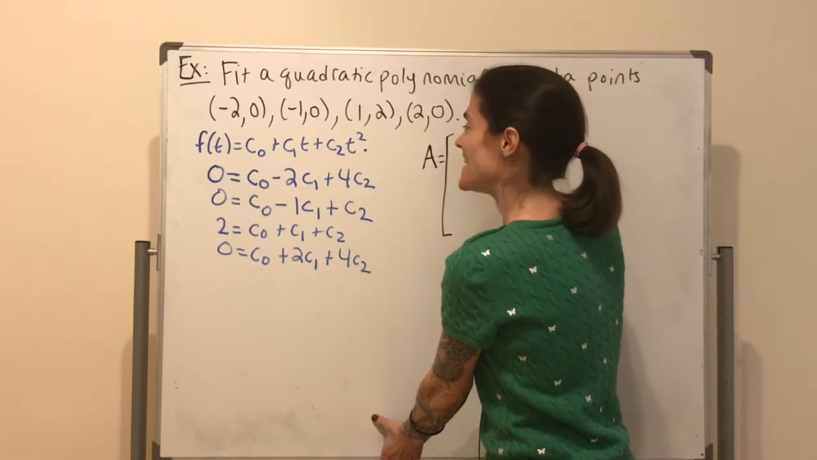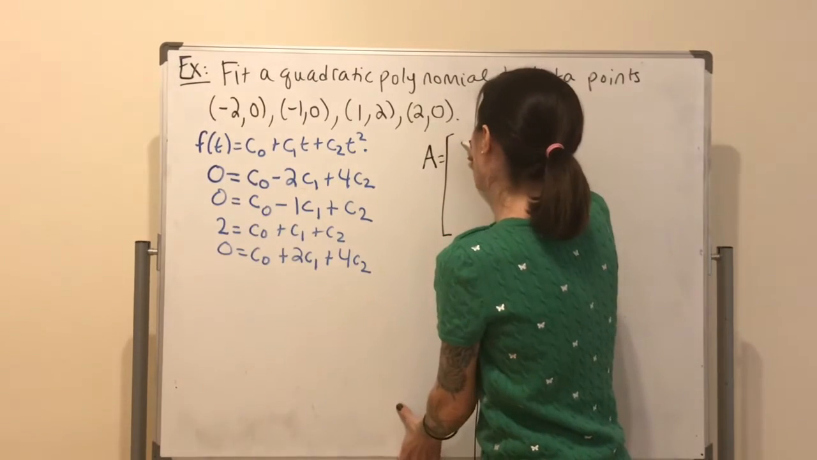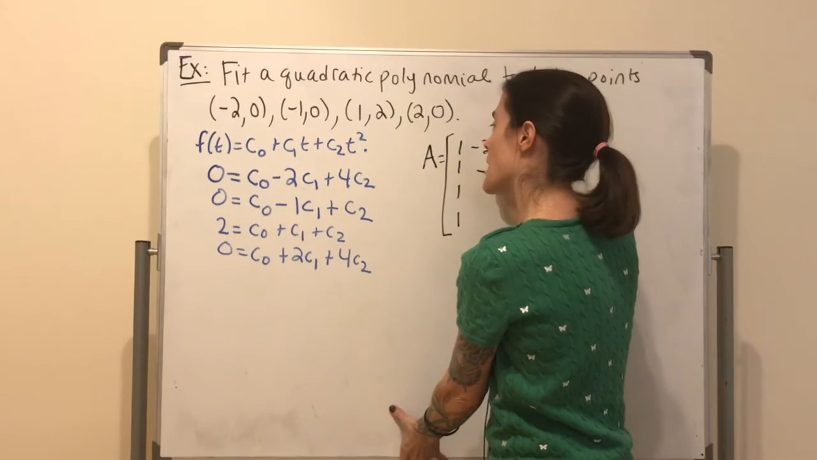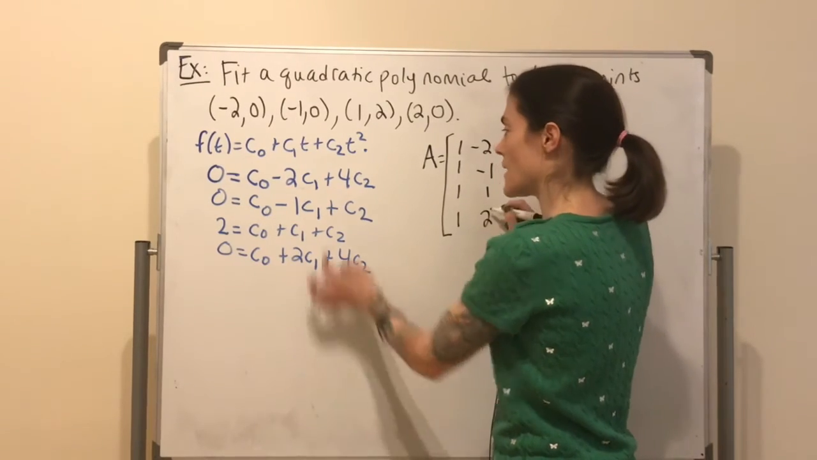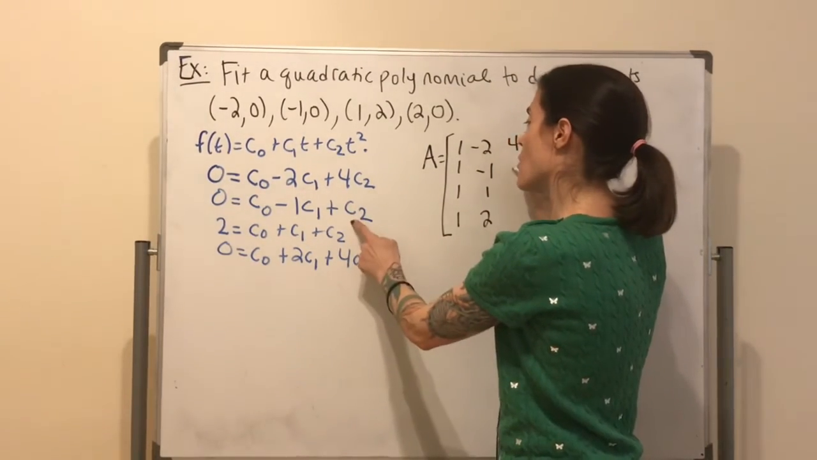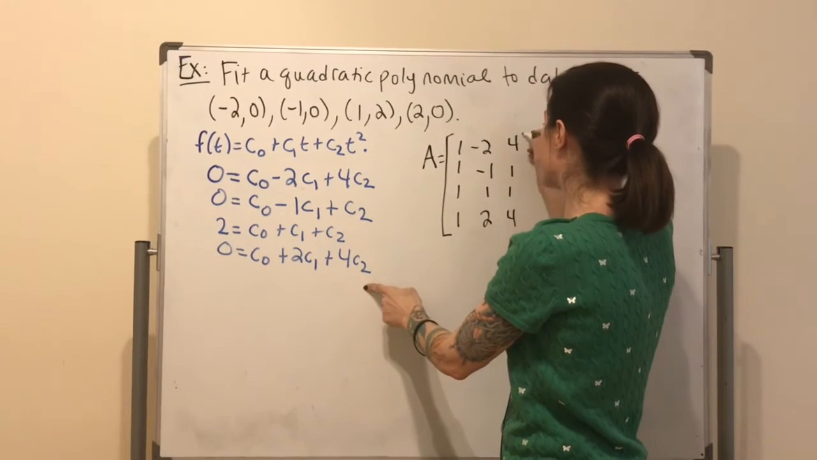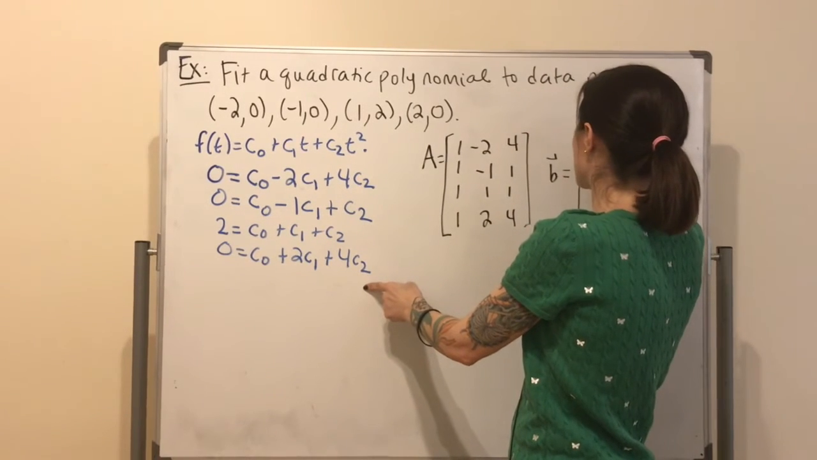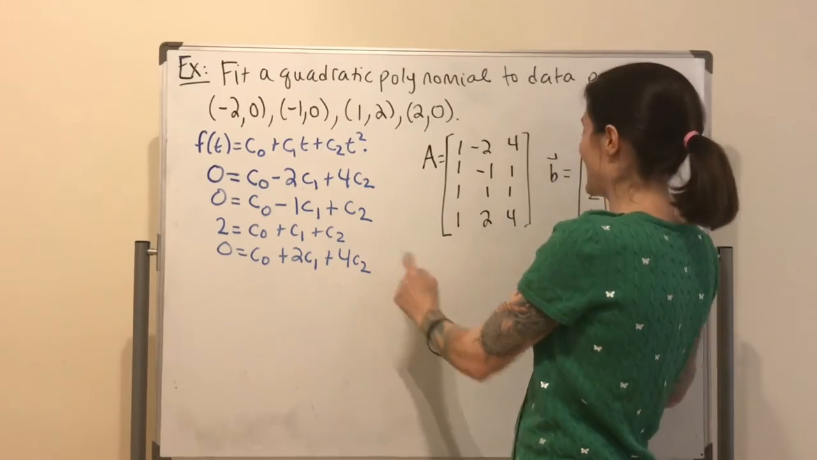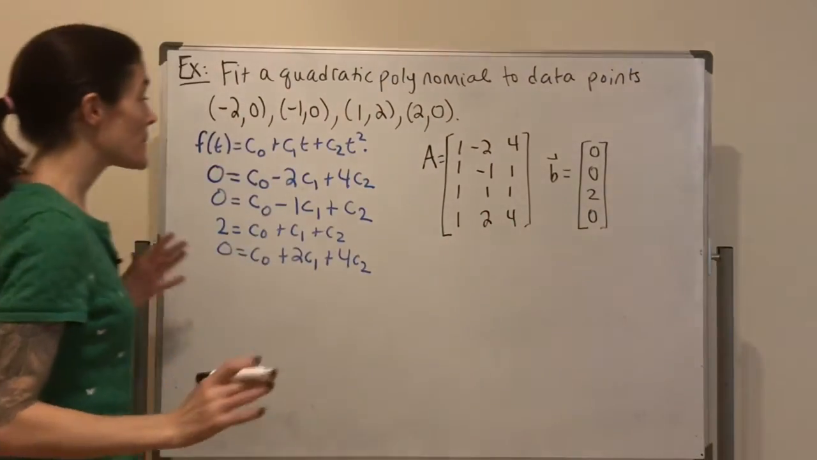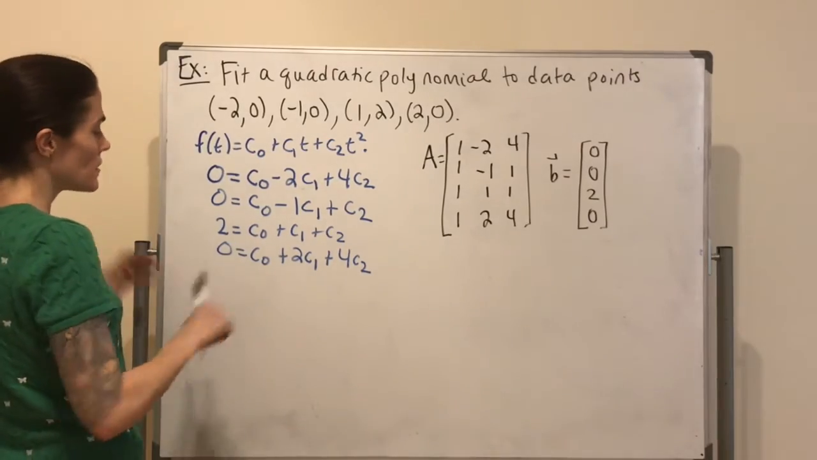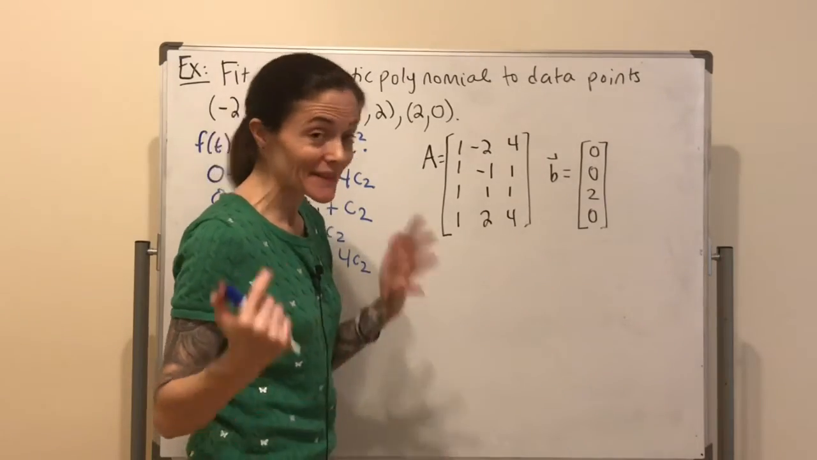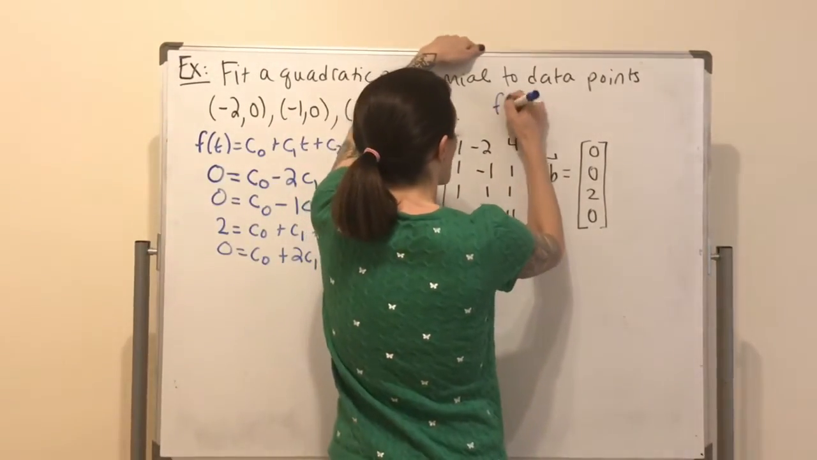A starts here. 1, 1, 1, 1. And then minus 2, minus 1, 1, 2. Last column, we get 4, 1, 1, 4. And my vector B, 0, 0, 2, 0. So what I'm going to do now, because I want to leave space on the board, as you know, my board is not as large as I would like, I'm going to recopy my polynomial here.